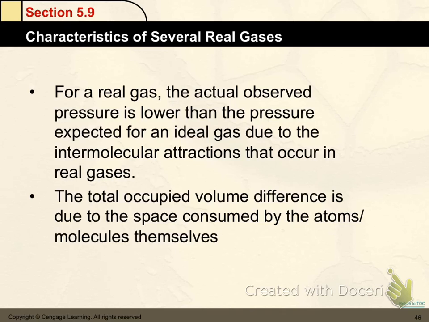Also, the total occupied volume difference is due to the space consumed by the atoms and molecules themselves. Remember, one of the other postulates we made when we were talking about the ideal gas law is that the molecules are assumed to take up no volume. I call baloney on that, because they are molecules. They are matter, so they have mass, and thus they have to take up space. It's just a really tiny amount. But when we're talking about real gases, we certainly have to take that really tiny amount into consideration. And again, bigger molecules will take up more volume, so they'll be less ideal.